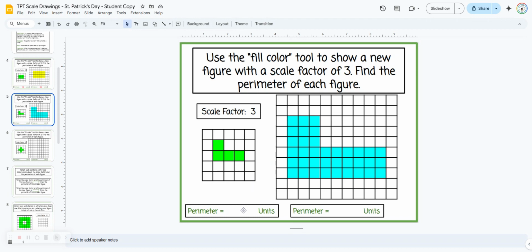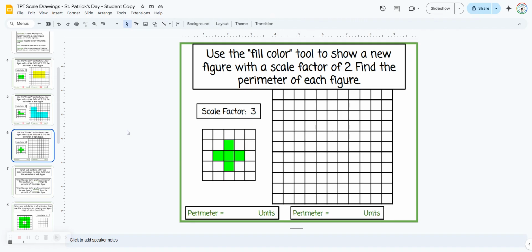And again, let's look at the perimeter. If they count the units around the smaller figure or the original figure, it's 10 units. And if they count the perimeter around the second figure, it should be 30 units. And again, point out to them that we're going to take that original figure, take the perimeter, and multiply by the scale factor to get the perimeter of the second figure.